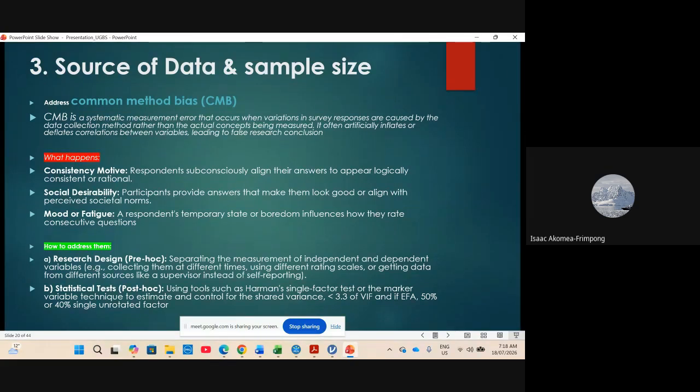And then with participants providing answers that make them look good or align with perceived norms. Maybe the questionnaire is coming from your boss. If your boss is undertaking his or her master's degree and has come to you with his or her survey, are you sure you are going to give your boss honest answers? Or you're going to try to make sure that you take something that will make the person look okay.